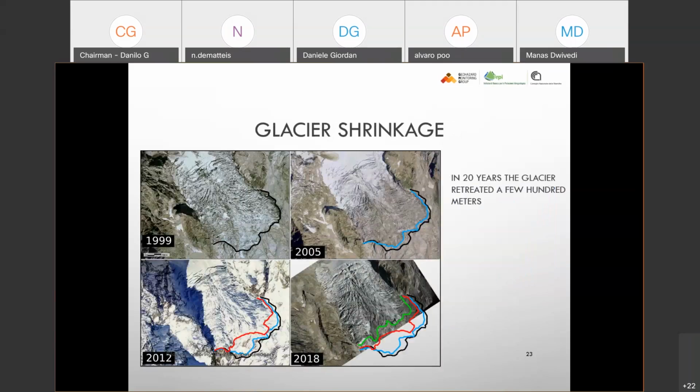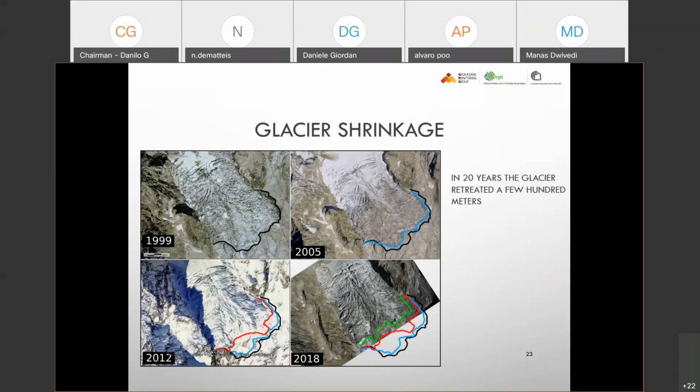A small overview about the recent evolution of the glacier. In the last 20 years, as you can see, the glacier retreated, as most of the other glaciers around the world. Depending on the position of the front, it retreated between 100 and 300-400 meters. And it means a reduction of the area of the glacier.